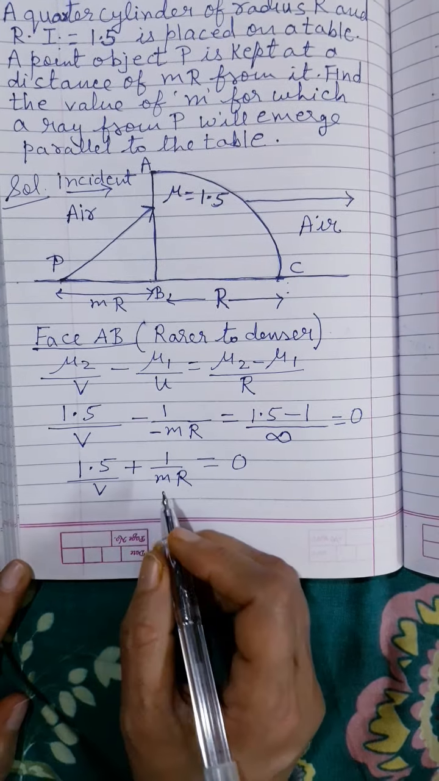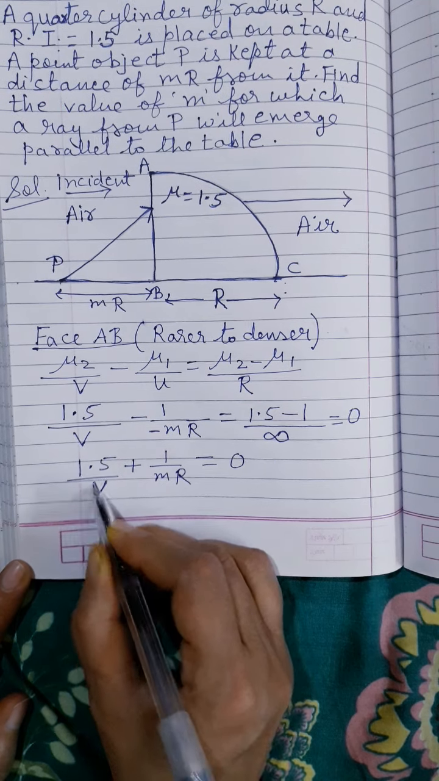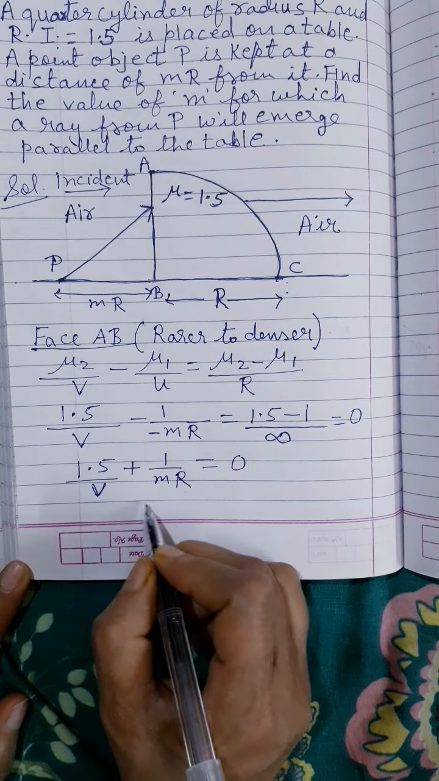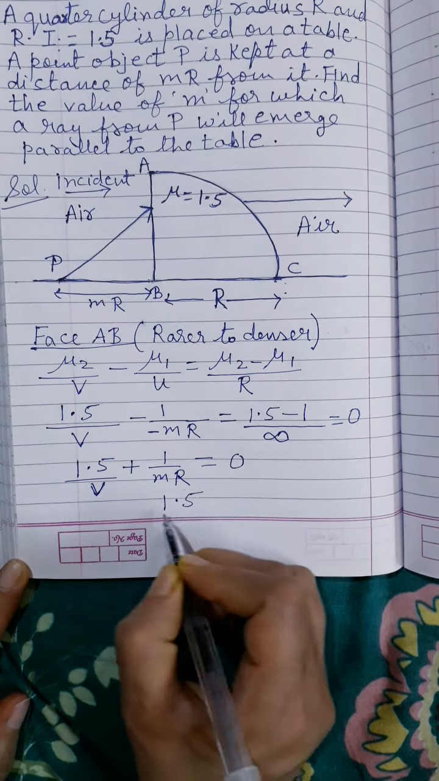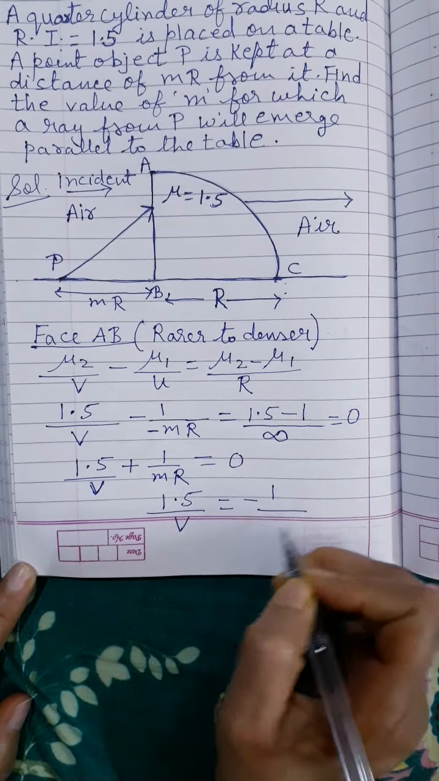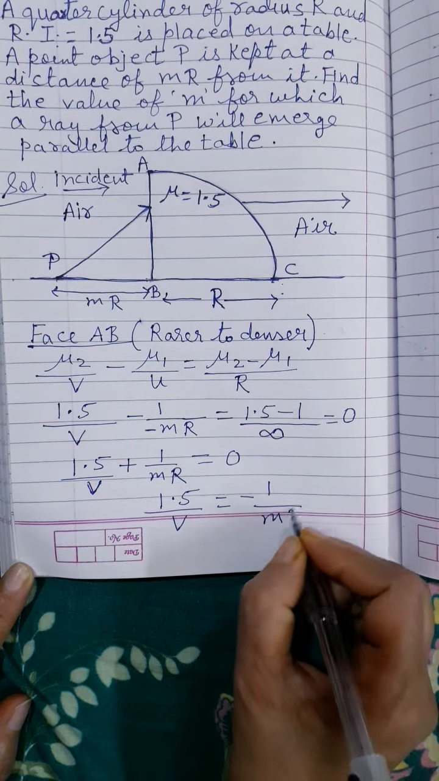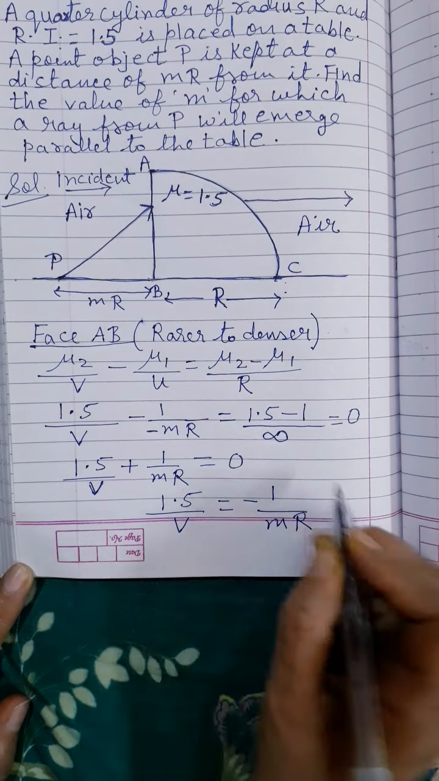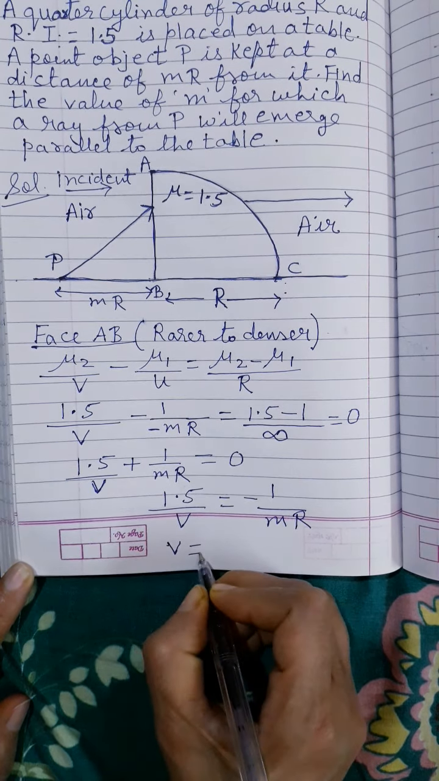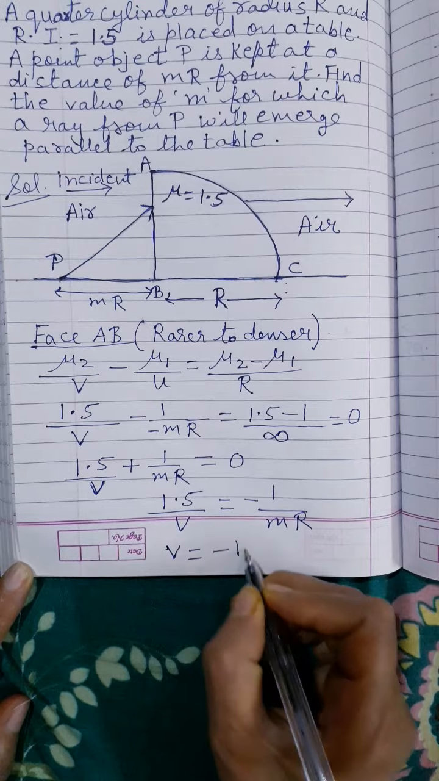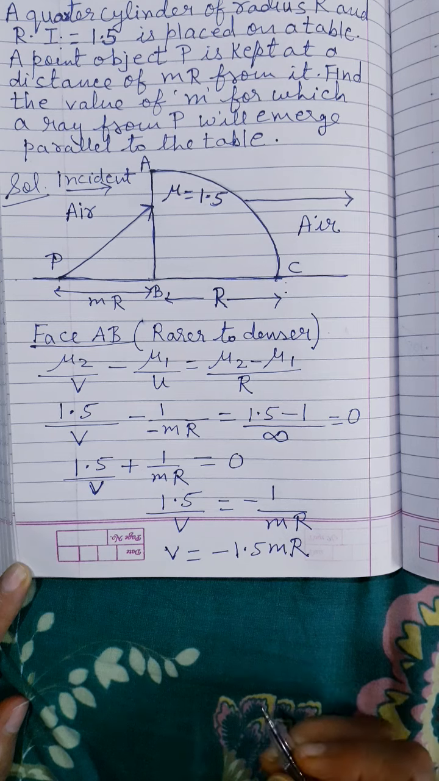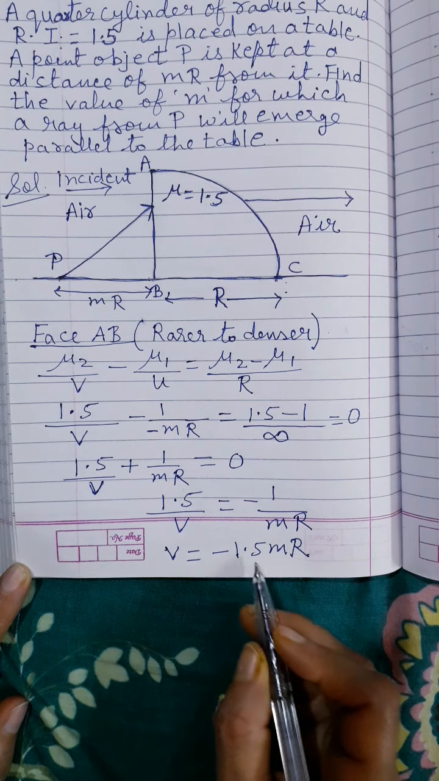We will get one equation. इसको हम v का वैल्यू इसमें से find करेंगे from this expression. If I bring this 1/mr to the right side, this will be 1.5 upon v equals to minus 1/mr. So from here I will get the value of v, क्रॉस मल्टीप्लाई कर देंगे. So this will be v equals to, ये नेगेटिव में आ जाएगा, minus 1.5 into mr. ये हमारे पास v का वैल्यू आया minus 1.5 mr.